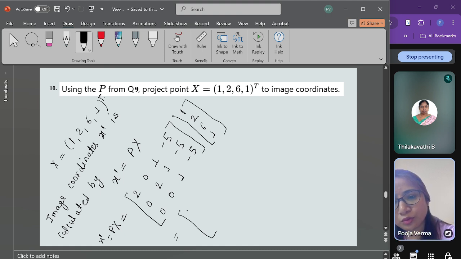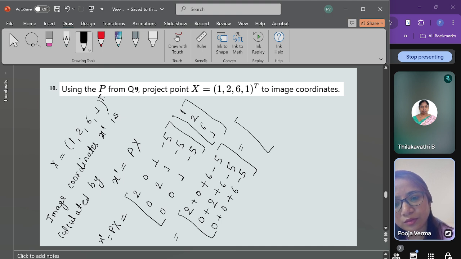So 2 into 1 is 2, plus 0, plus 1 into 6 is 6, minus 5. Now the next one is 0 plus 2 plus 6 minus 5. Now the next one is 0 plus 0 plus 6 minus 5, right?